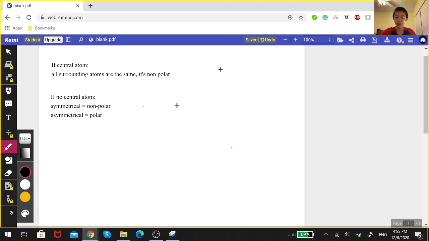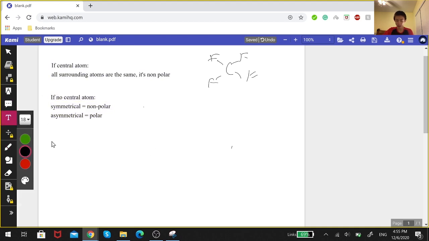And now, if there is a central atom, let's say CF4, right? C in the middle, F, F, F, F. This will be nonpolar since all the elements around it are the same. And here's the thing: if there are dipoles, it would be polar, except when dipoles cancel out. In the previous video, we talked about how when dipoles don't cancel out, it's polar.